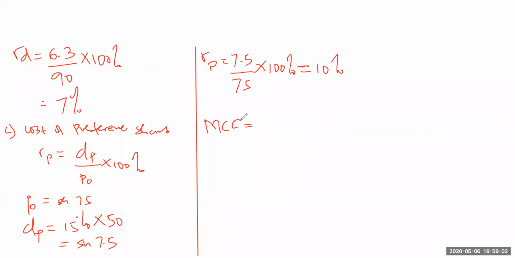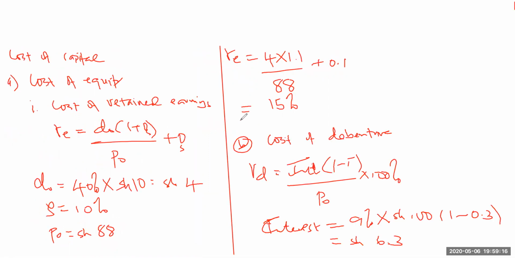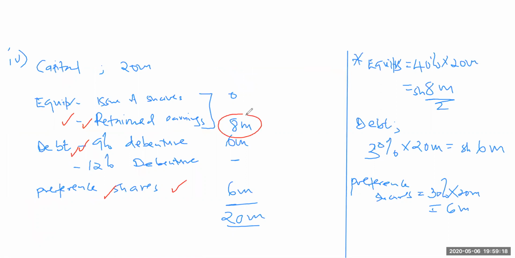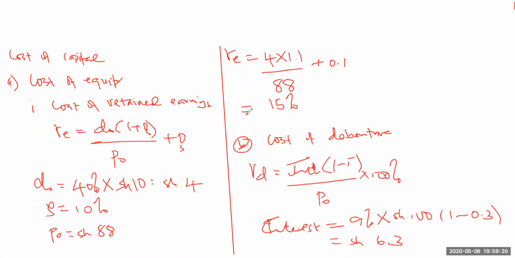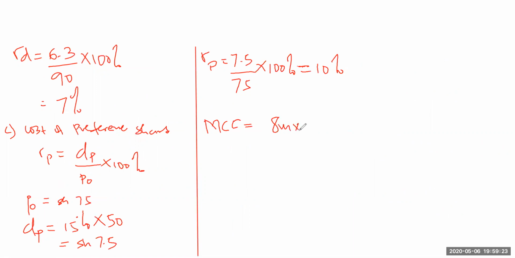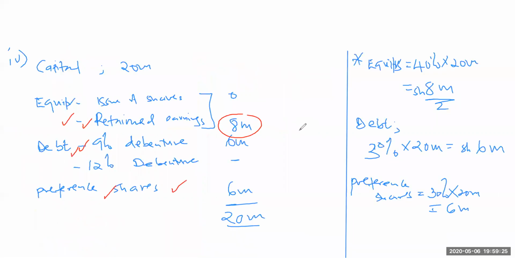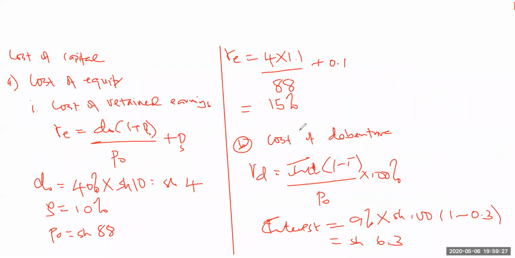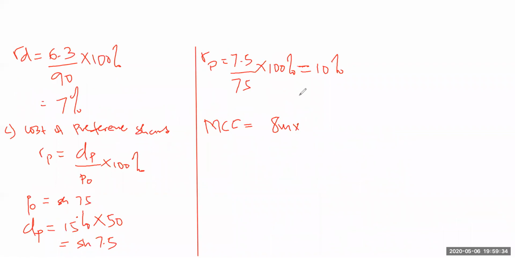Now, the marginal cost of capital for this particular case, don't forget the total capital we have is 20 million. That implies therefore the 20 million, we are going to raise it as follows. 8 million from retained earnings, and the cost of the retained earnings is 15%. So therefore 8 million times 15%.